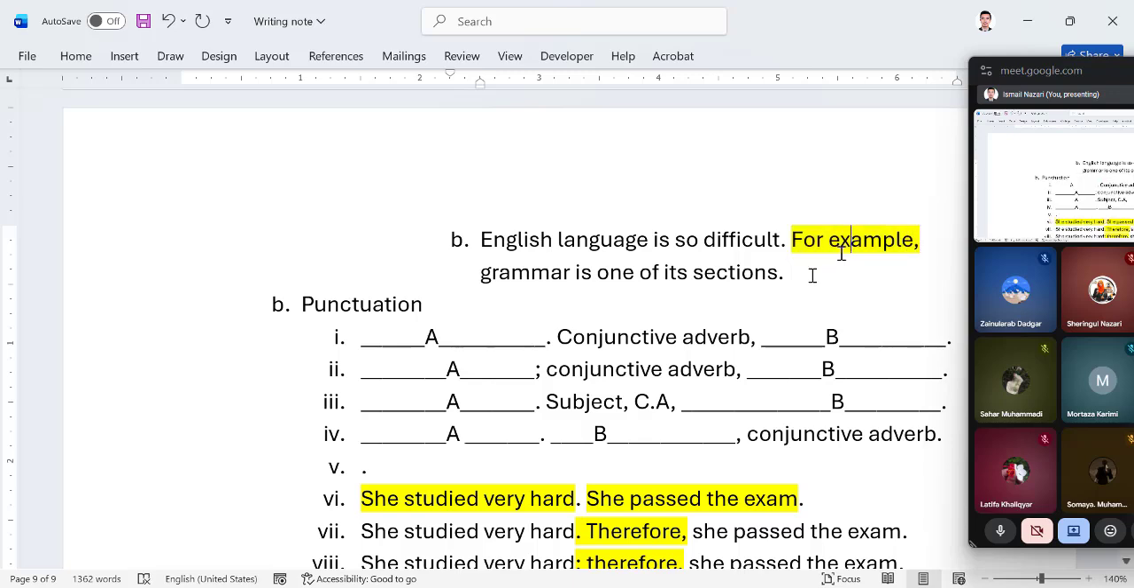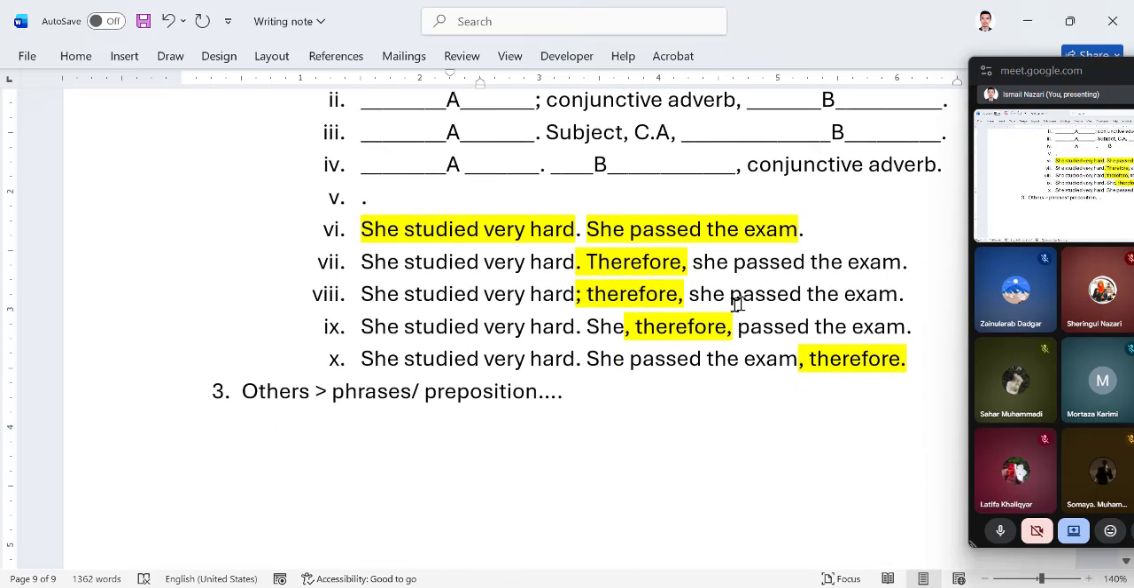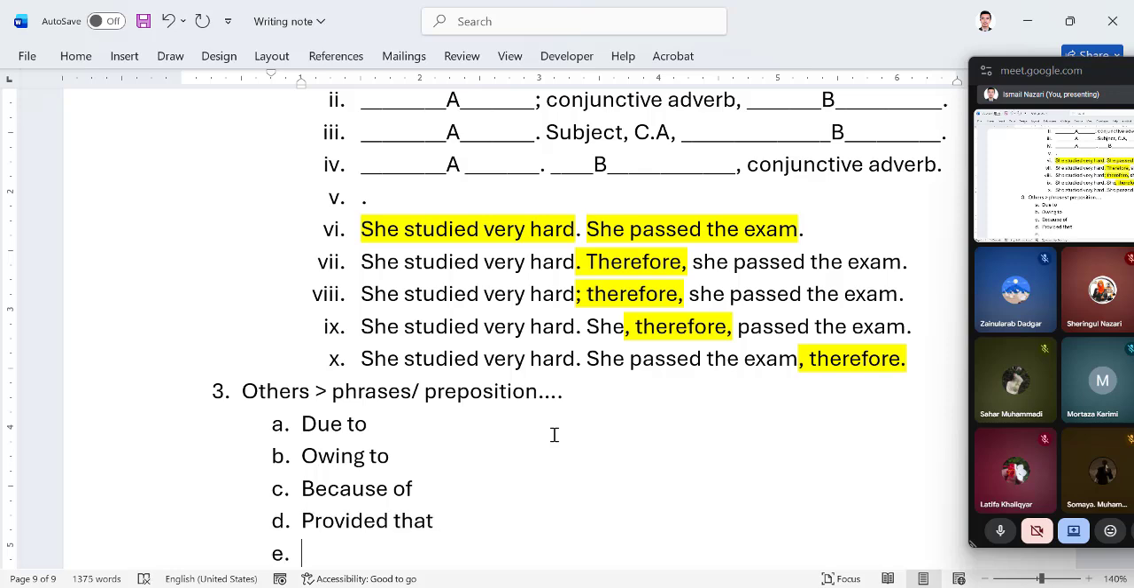Conjunctive adverb, for example. And here we have the punctuation for that. The last part is we have some phrases that can show a reason. I will write some of them. Due to, we may have owing to. We may have because of, their prepositions. We may have provided that, which also means because of.